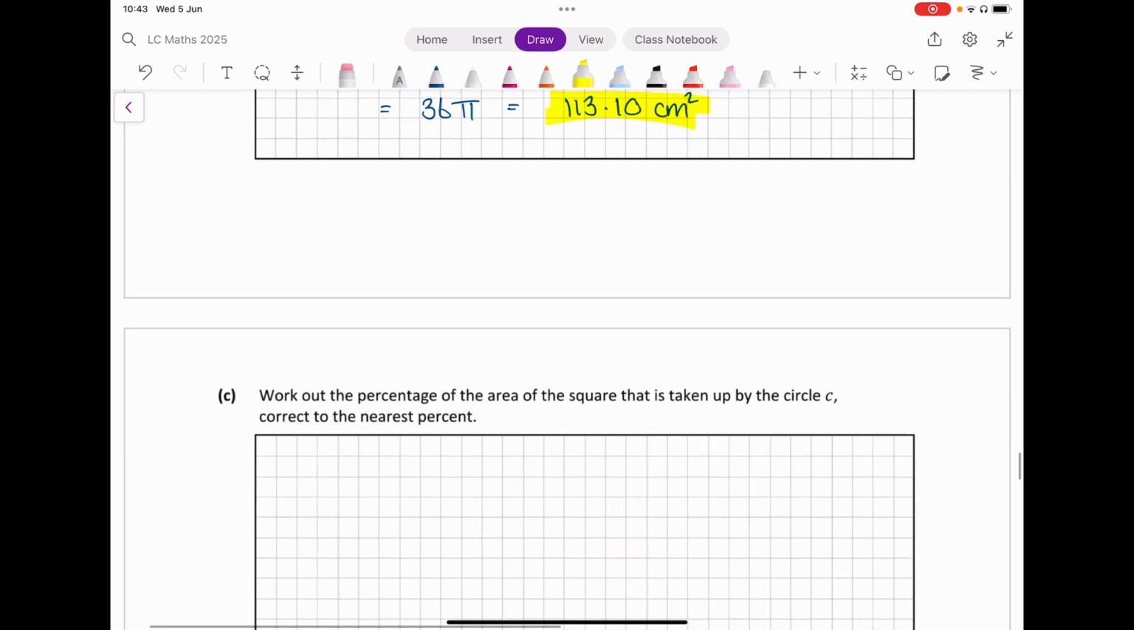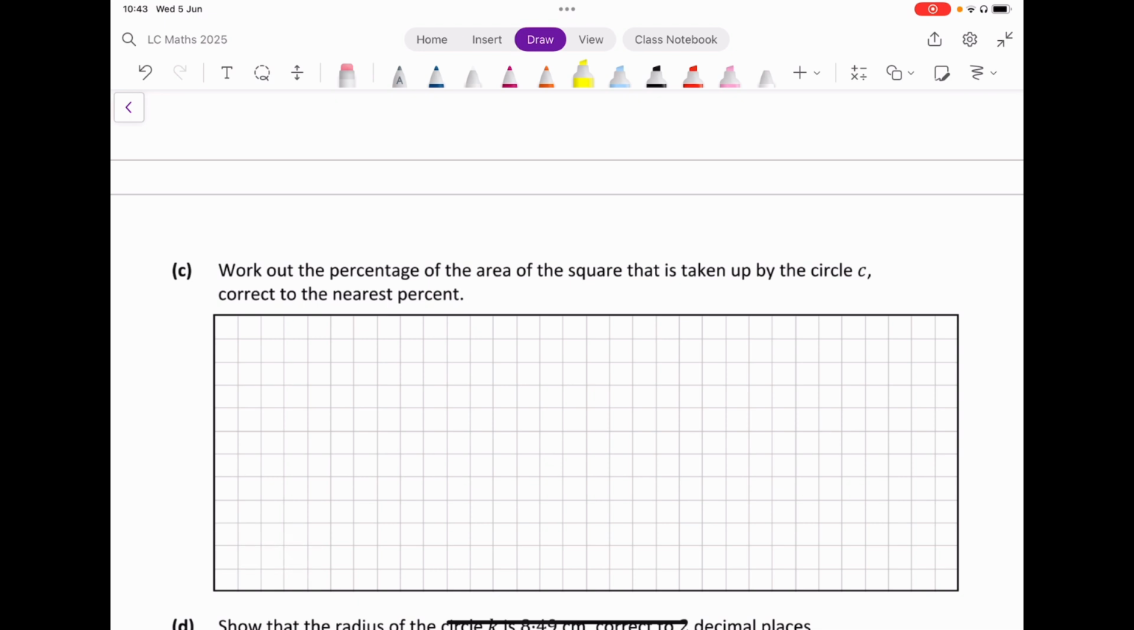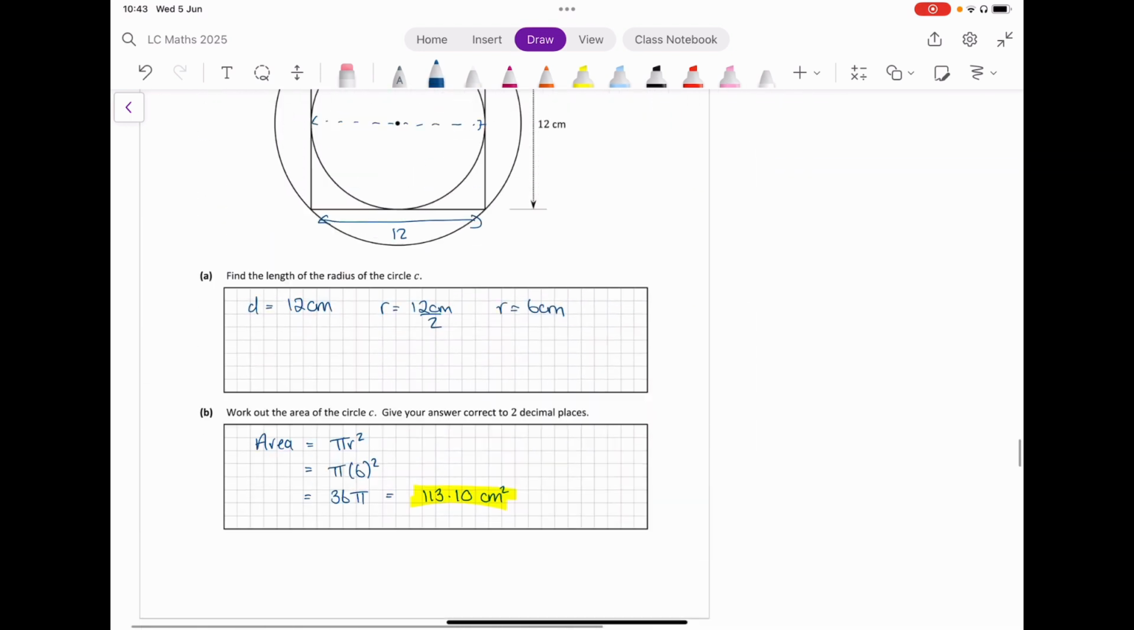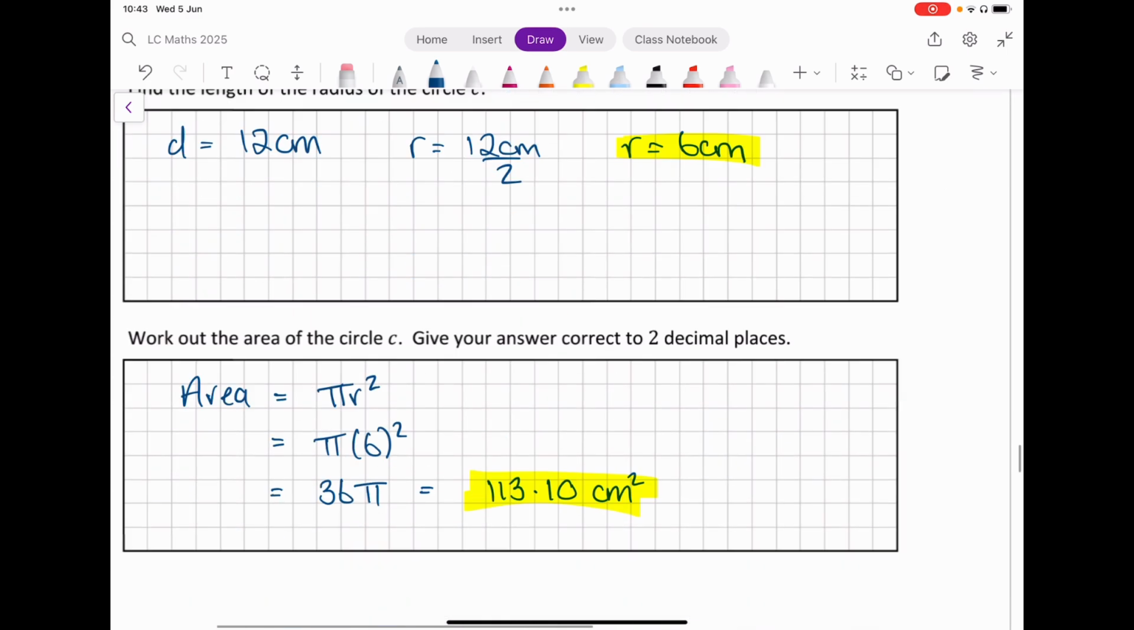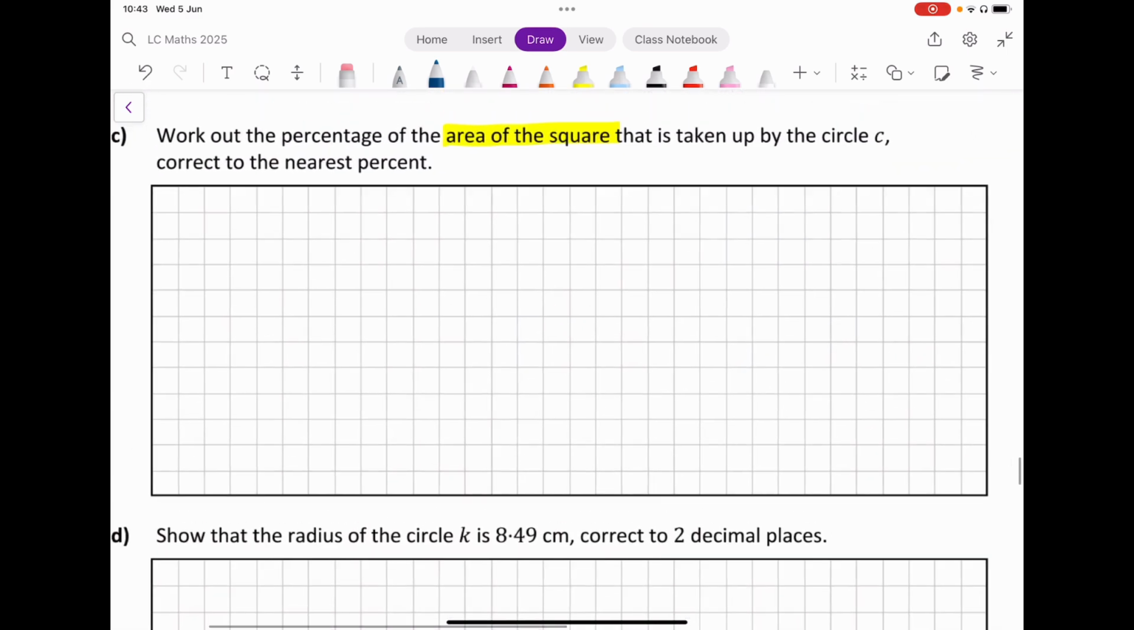So the next thing then is work out the percentage of the area of the square that is taken up by the circle C. So the first thing I'm doing, area of the square. So area of the square above there is just going to be 12 by 12. So the area of square is 12 by 12. So that is 144 centimeters squared.